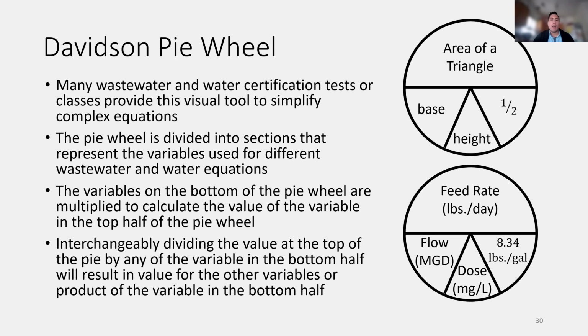And then interchangeably, by dividing the values at the top of the pie by any of the variables in the bottom, you would get the values for the other variables that you did not use in that division problem. And we'll explain how to do that on the next couple slides.